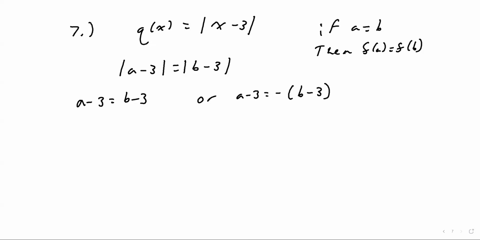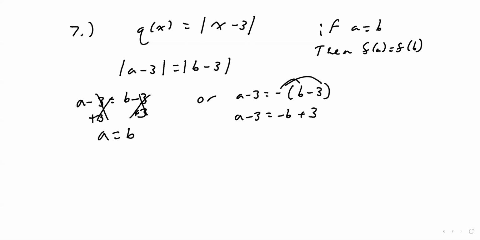So what would you do to solve the first side? Add 3. And we do. We get a equals b. That's a good start. As long as I get a equals b on that side, I'm looking pretty good. What should I do first on the other side? Distribute. So I get a minus 3 equals negative b plus 3.